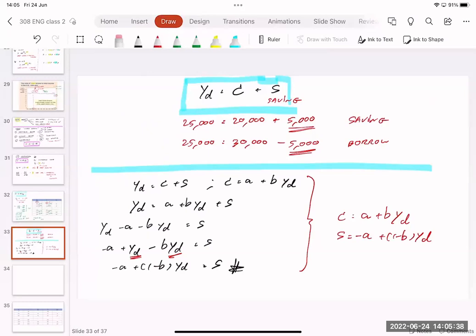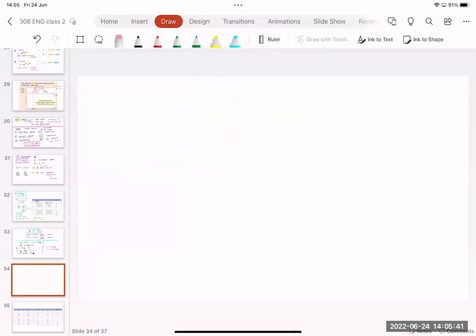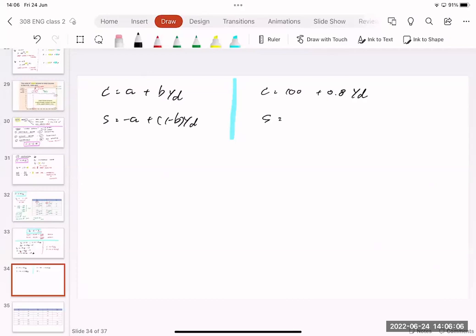Okay, let me give you some numbers to understand better. Consumption equation: C equals A plus BYD. Saving equation: S equals minus A plus (1 minus B) YD. For example, if C equals 100 plus 0.8 YD, then S is going to be: if A equals 100, S has minus A, which is minus 100. If B equals 0.8, in the saving equation 1 minus B becomes 0.2. You got that?